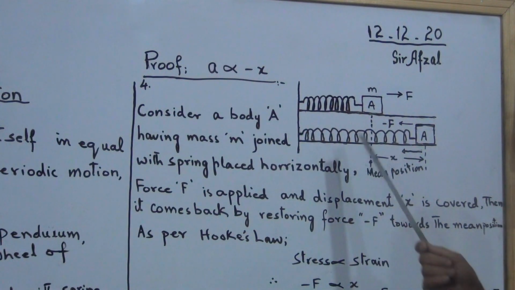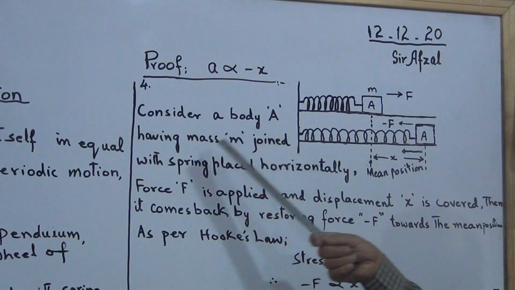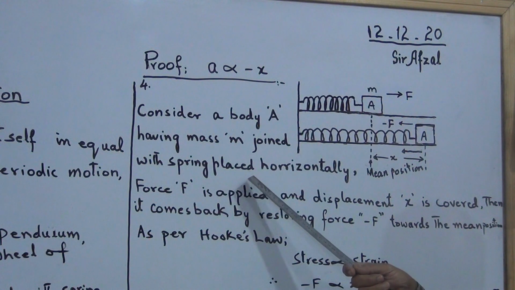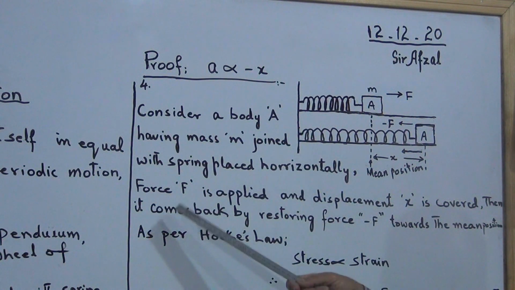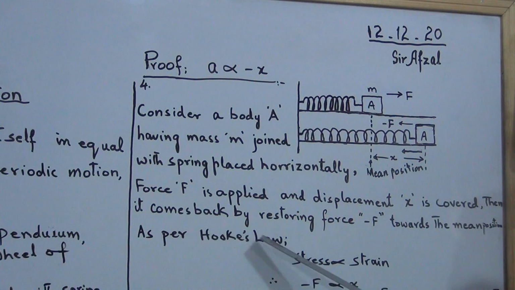Now you can write its consideration. Consider a body A having mass m joined with the spring placed horizontally. Force F is applied and displacement x is covered. Then it comes back by restoring force minus F. Why is it minus F? Because its direction is opposite to the applied force, towards the mean position.